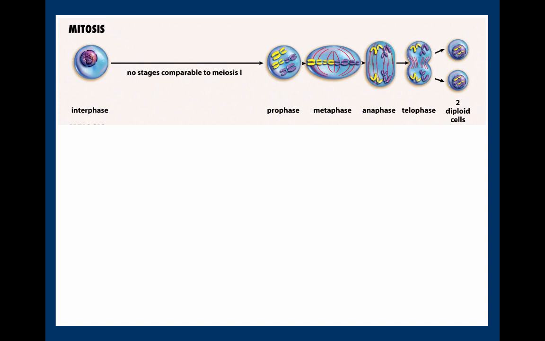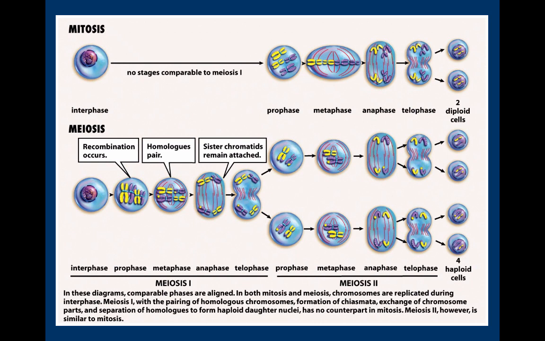Don't try to do it for humans. Don't try to do 46 chromosomes, but try doing maybe 4 or 6 chromosomes total and work through the different steps. Maybe even write down the steps that occur under prophase, metaphase, anaphase, telophase as you're drawing through this. And it's a really, really good way to help you remember exactly what's going on during each step of the way. Meiosis, a little bit more complicated, but it is basically the same thing happening twice.